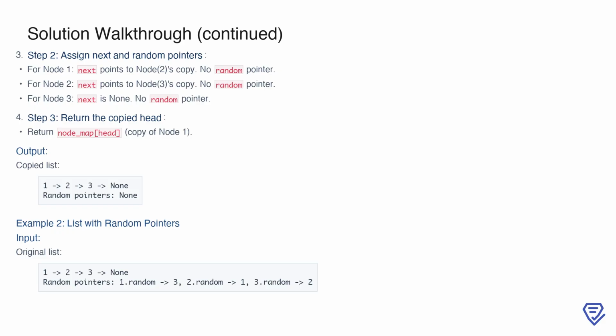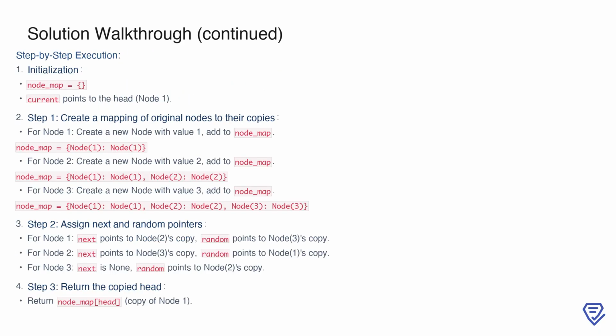In step 3, we return the copied head, which is the copy of node 1 retrieved from node_map. The result is a new list identical to the original, with sequential nodes and no random pointers. Now, we'll look at an example where random pointers are present. The input contains 3 nodes connected sequentially, just like before, but now the random pointers add complexity.